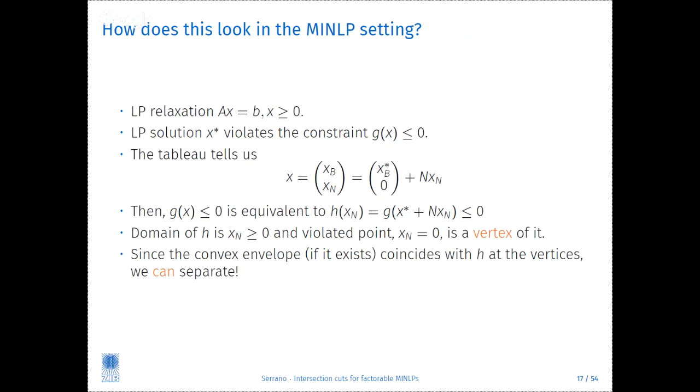And the nice thing is that the point that we are separating now is 0, which is a vertex of the domain of this new function. One cool thing about the convex envelope is that it coincides with the function at the vertices of the domain. So if we could build the convex envelope, it would be equal to the function, so the convex envelope would be violated, and then we can separate. The problem, of course, is that we cannot build the convex envelope. But maybe the construction from McCormick also has this property that it is tight at the vertices.